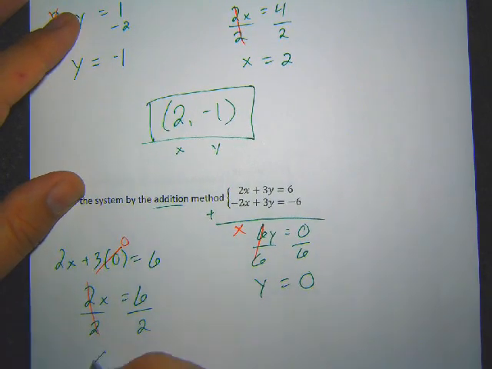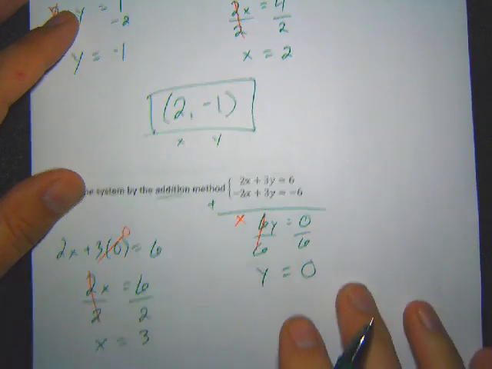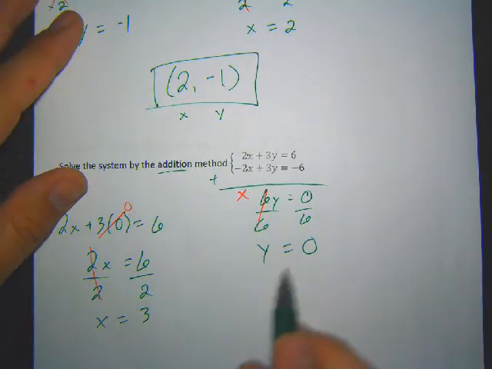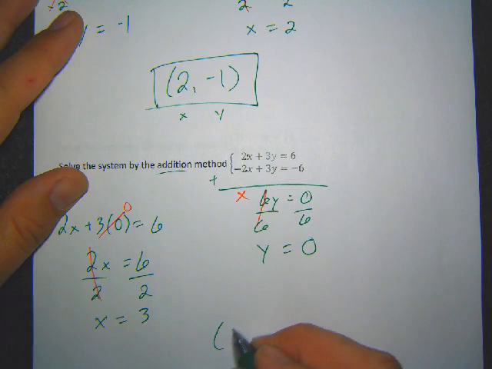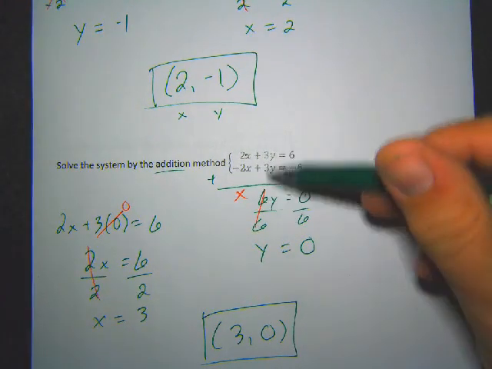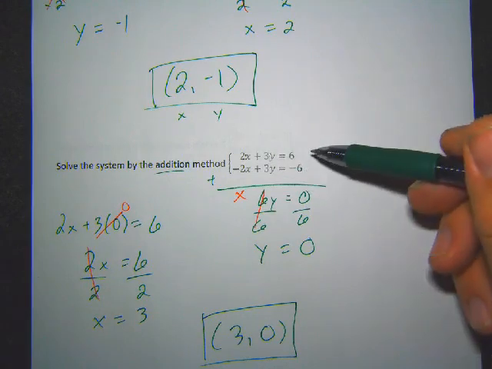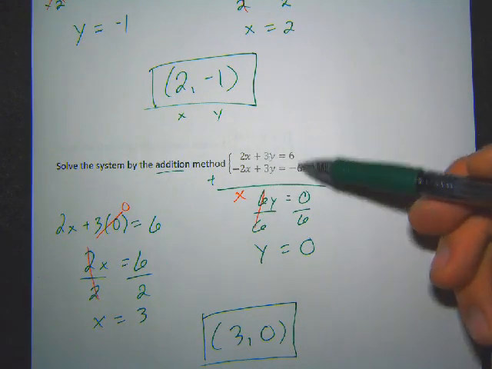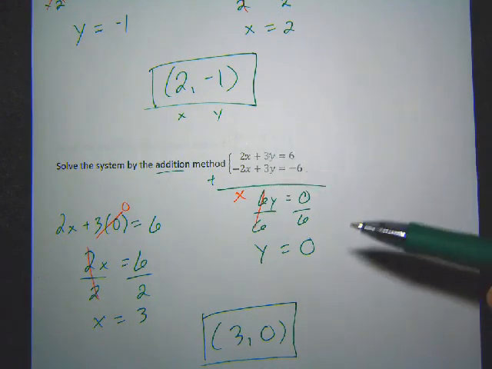I get x equals 3. And that's our answer. So our answer is 3, 0. So we just put 3 in for x, 0 in for y. So if you have them where they're all lined up, the way they should be, x's, y's, the numbers, the equals, everything lined up where you want it.